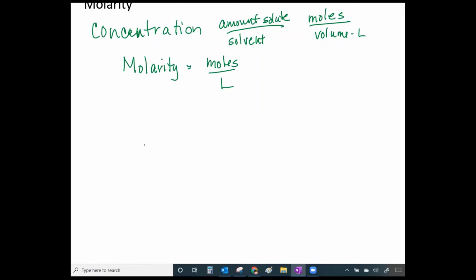So if I tell you that you have 10 grams of sodium chloride, and I want to know what molarity, you're going to dissolve that in 0.250 liters, which is about a cup. I want to know the molarity. So for this one, you got to look at your mole map.